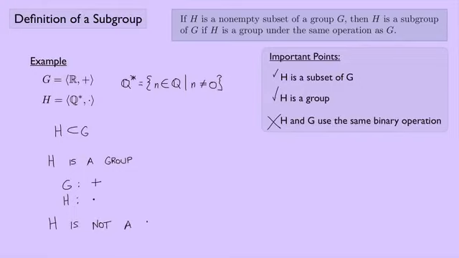So all 3 conditions have to be met, and that's important here because even though H itself is a group, and even though it is a subset, in this case, they don't share the same binary operation, so H is not a subgroup of G.